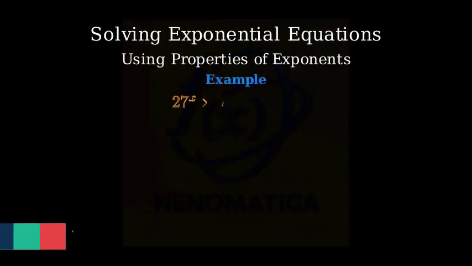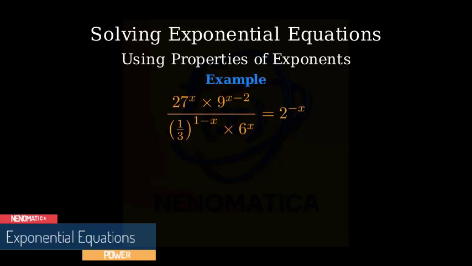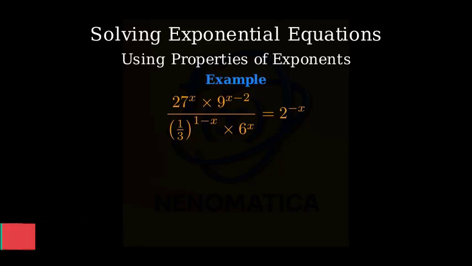Let's solve this exponential equation. We have 27 to the x power times 9 to the power of x minus 2 divided by (1/3) to the power of 1 minus x times 6 to the x power equals 2 to the power of negative x. The key to solving this type of exponential equation is to express all terms with the same base.